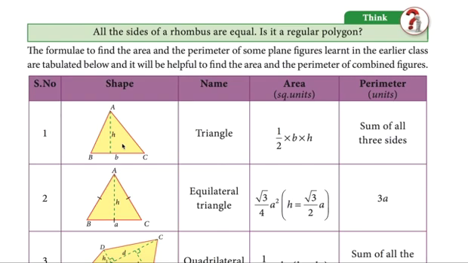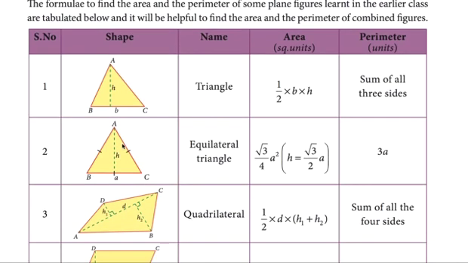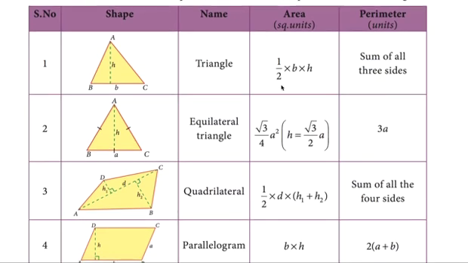The formulas to find the area and perimeter of some plane figures learnt in earlier classes are tabulated below, and they will be helpful. Half base into height is the area of the triangle. So for an equilateral triangle, how much will it be? Base is a. So height is how much? Root 3 by 2 a. So the area is root 3 by 4 into a square. Perimeter is 3a. How did we get root 3 by 2 into a as the height?